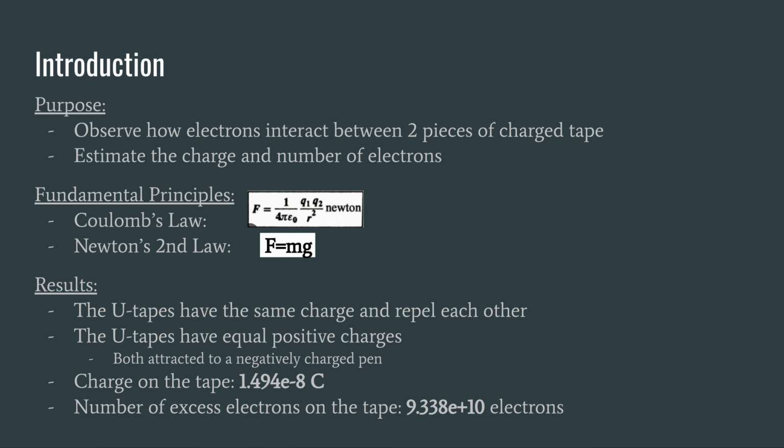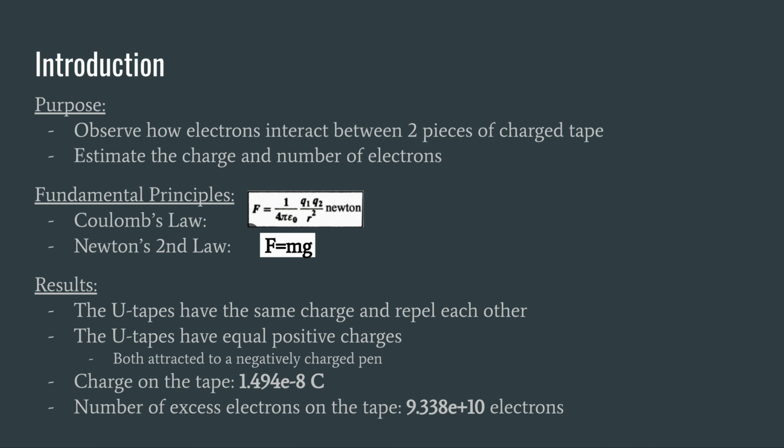So first, the purpose of this experiment was to observe how electrons interact between two pieces of charged tape, and then estimate the charge and the number of electrons present on each piece of tape. The fundamental principles and equations used in this experiment were Coulomb's law, where force is equal to 1 over 4 pi epsilon naught multiplied by Q1 and Q2 divided by R squared, in newtons. The other principle is Newton's second law, where force is equal to mass times gravity.